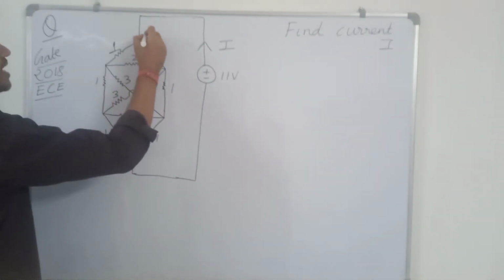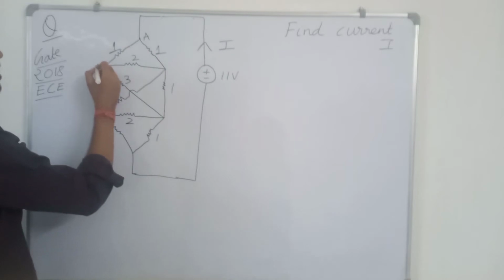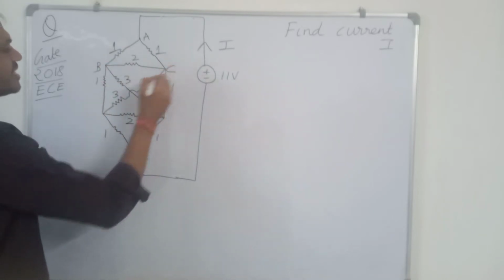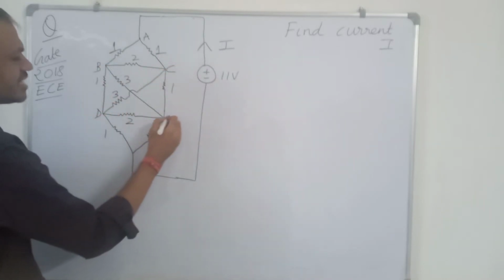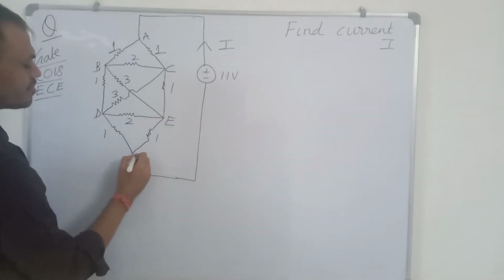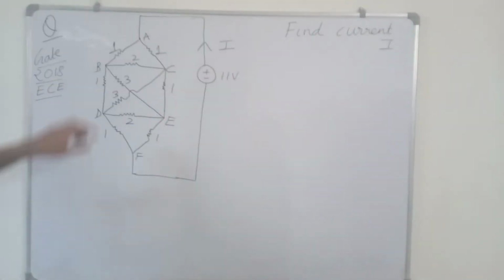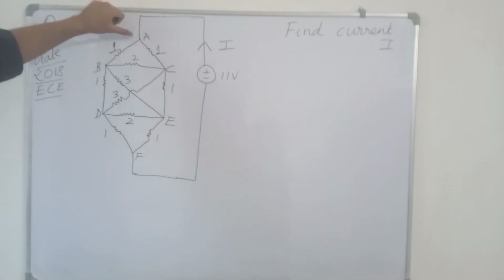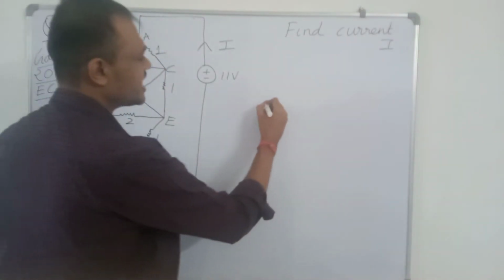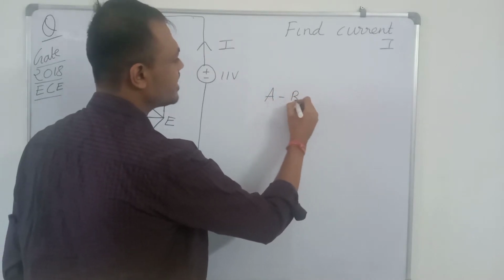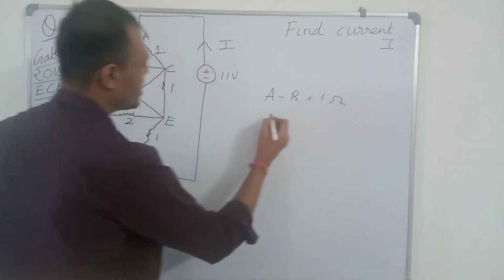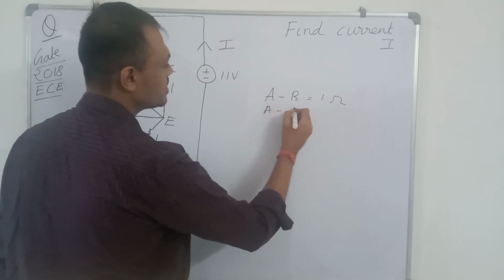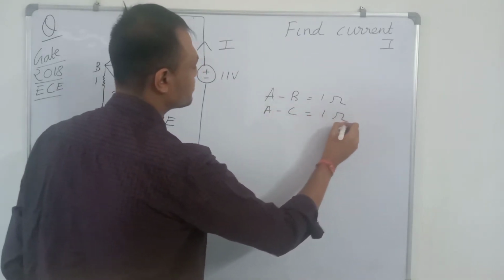Let this point be A, this point be B, this point be C, this point be D, this point be E and this point be F. Now B and C are equipotential points from A and F because from A to B the distance is 1 ohm, and from A to C the distance is 1 ohm.